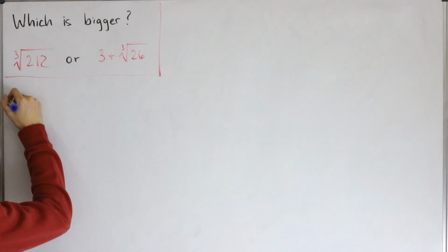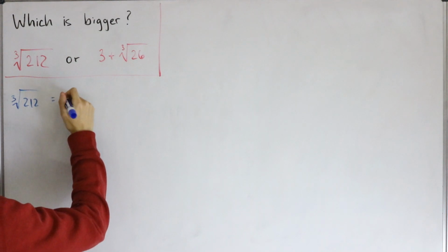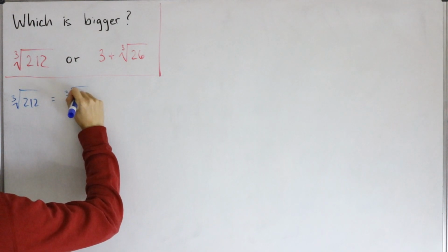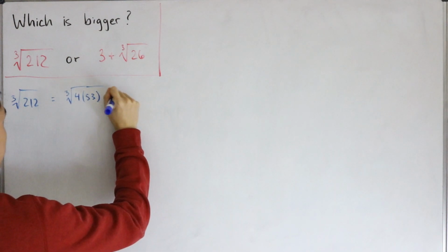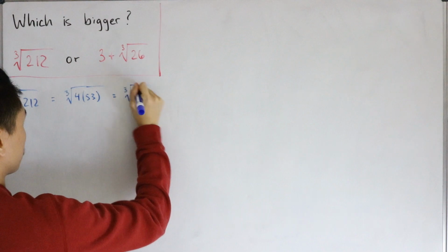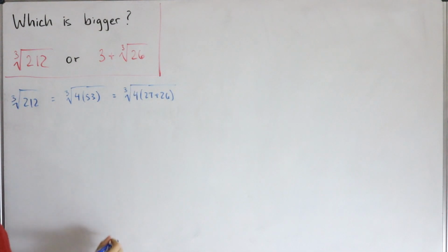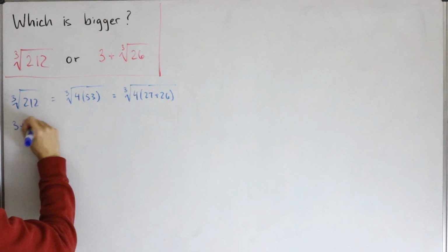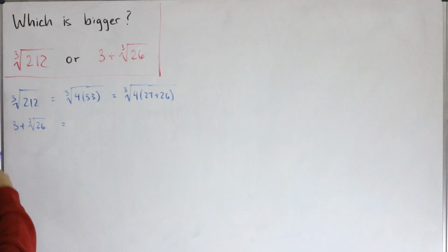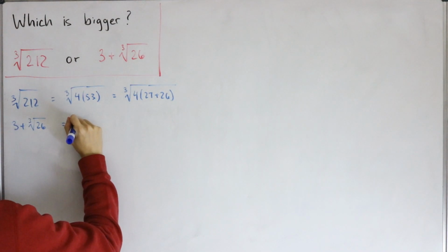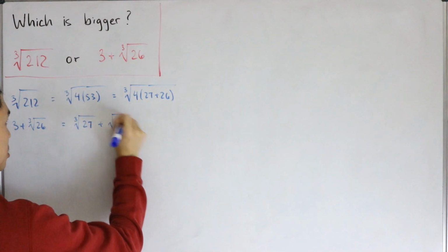It's worth noting that the cube root of 212 can be rewritten as the cube root of 4 times 53, and then we break up 53 so that it's written as a sum, so 4 times 27 plus 26, right? And the 3 plus the cube root of 26, I can write such that 3 is the same thing as the cube root of 27. So the cube root of 27 plus the cube root of 26.